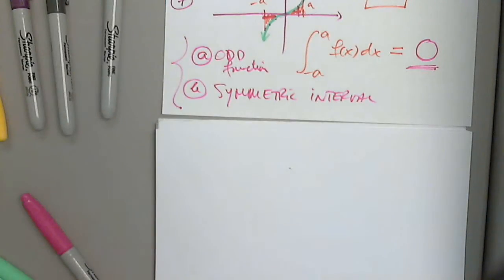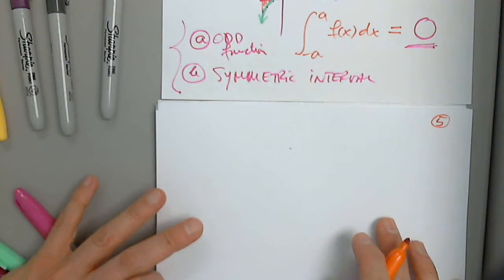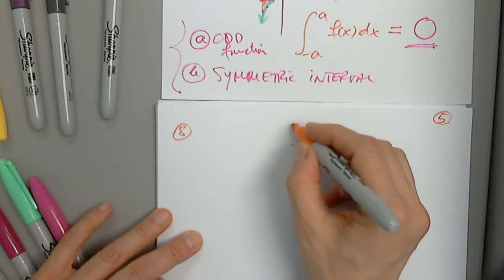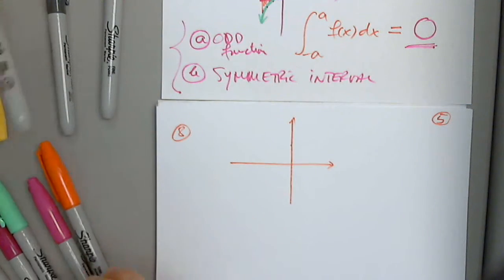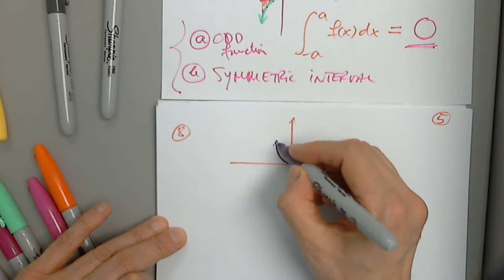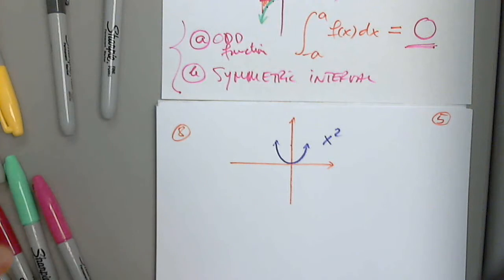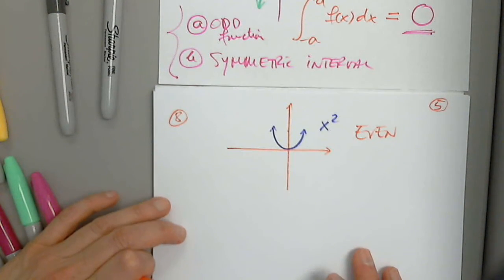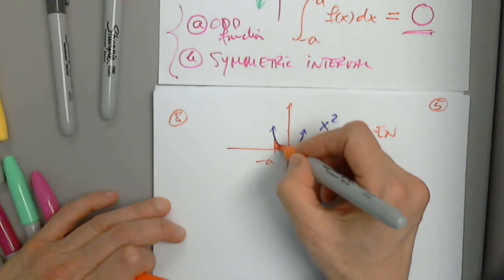Property number 8. And I'm sure you're asking yourselves, is there an end to this? Yes. There are about 4 more. Okay, here's a function. Can anyone give us the function that I'm graphing? Very good. What type of function is x squared? It's an even function, symmetric with respect to the y-axis. Again, I'm going to write a negative a and a positive a.